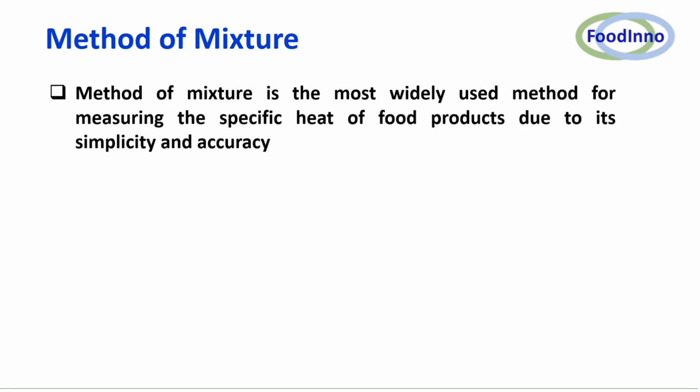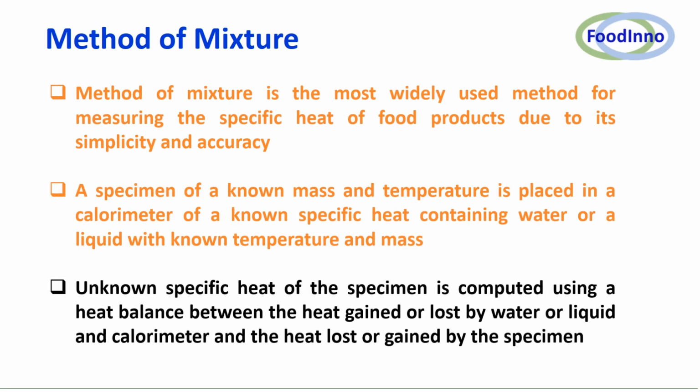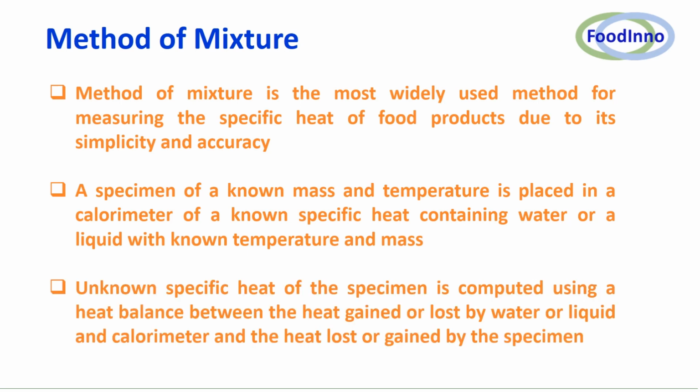Now we could summarize the method of mixture as: method of mixture is the most widely used method for measuring the specific heat of food products due to its simplicity and accuracy. A specimen of known mass and temperature is placed in a calorimeter of known specific heat containing water or a liquid with known temperature and mass. Unknown specific heat of the specimen is computed using a heat balance between the heat gain or loss by water or liquid and calorimeter and the heat loss or gain by the specimen.